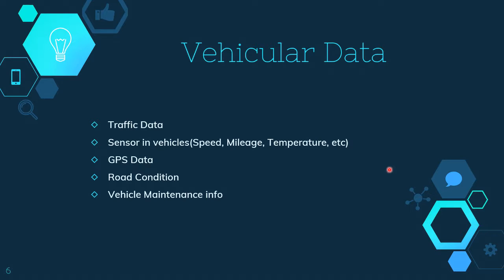So we have different types of vehicular data, and this is just a few of them. General traffic data, this is just the flow of traffic and maybe how things like a stop sign or street lights affect traffic. There are sensors in vehicles. There are already tons of sensors within vehicles, such as speed sensors, mileage, temperature sensors, ambient light sensors, etc., that we can get plenty of data from.